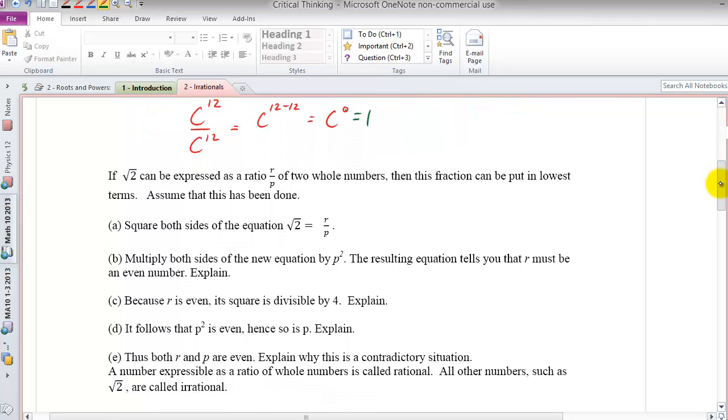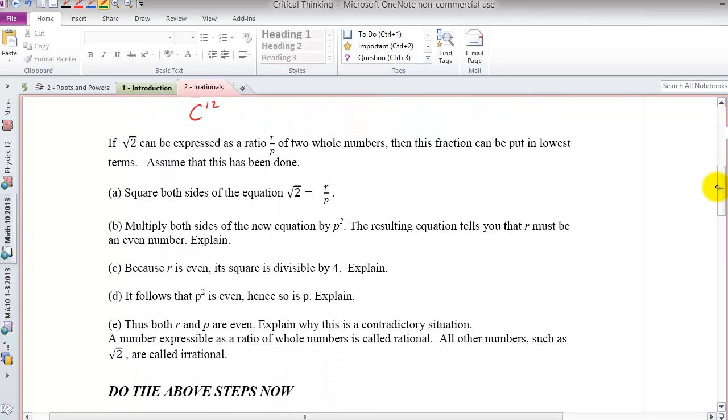Alright, the next one is, I think, more interesting, and it starts off with this statement. If the square root of 2 can be expressed as a ratio of r over p of two whole numbers, then this fraction can be put in lowest terms. Assume that this has been done. So essentially we have the square root of 2 equal to two whole numbers as a fraction. That's the beginning statement.